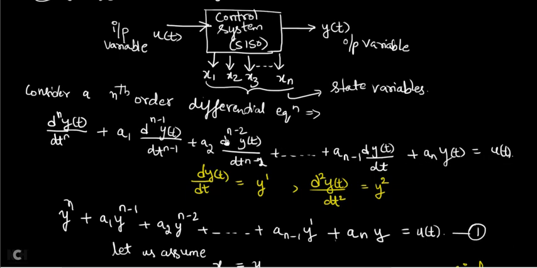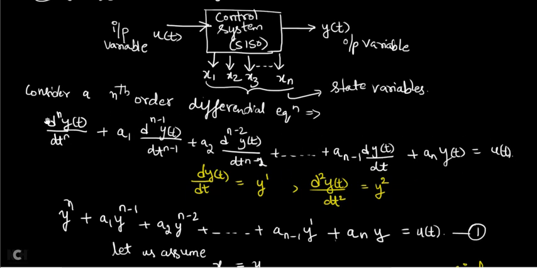Wherever I have written y, that is nothing but your output signal, and on the right hand side, u of t represents the input signal. Any control system can be represented like this, like a differential equation. In general, I am taking an nth order differential equation. The LHS will be the differentiation of your output signal, the RHS will be your input signal. So any nth order control system differential equation will look like this.